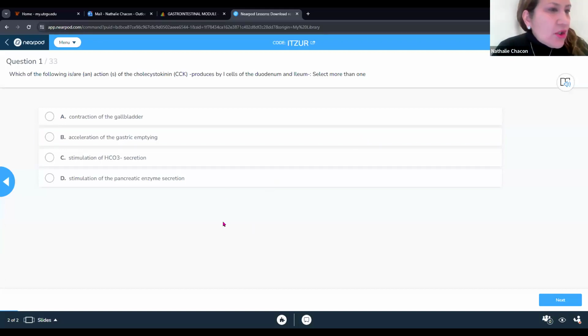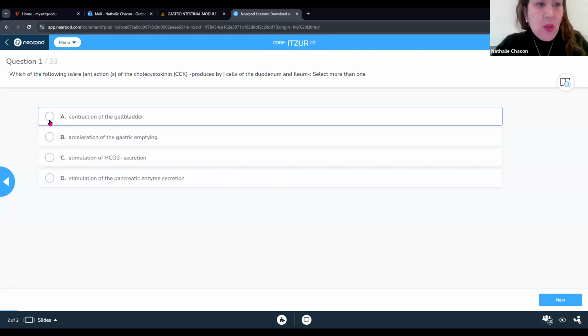Which of the following are the action of CCK? CCK is produced by I cells in the duodenum and the ileum. Select more than one. This is the code. Let me take this out. This is the code. Haven't seen it.